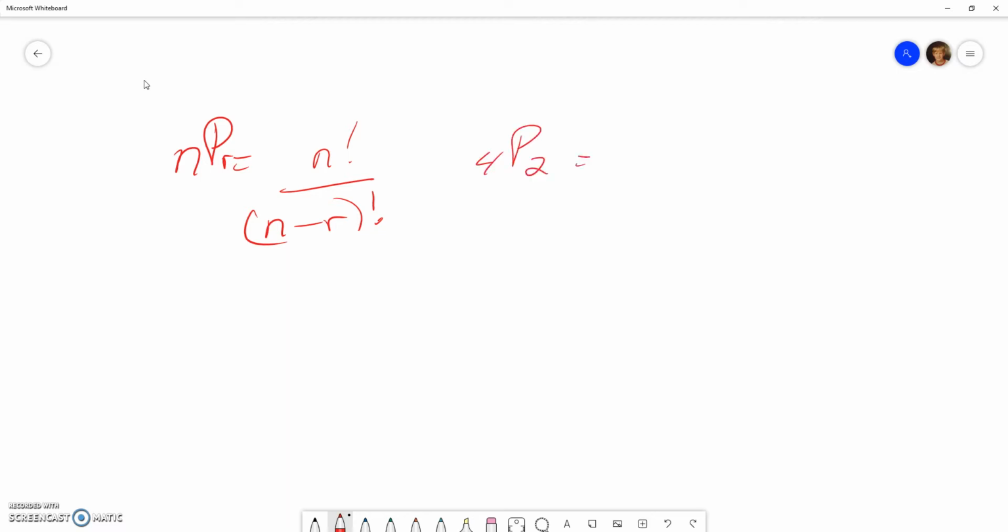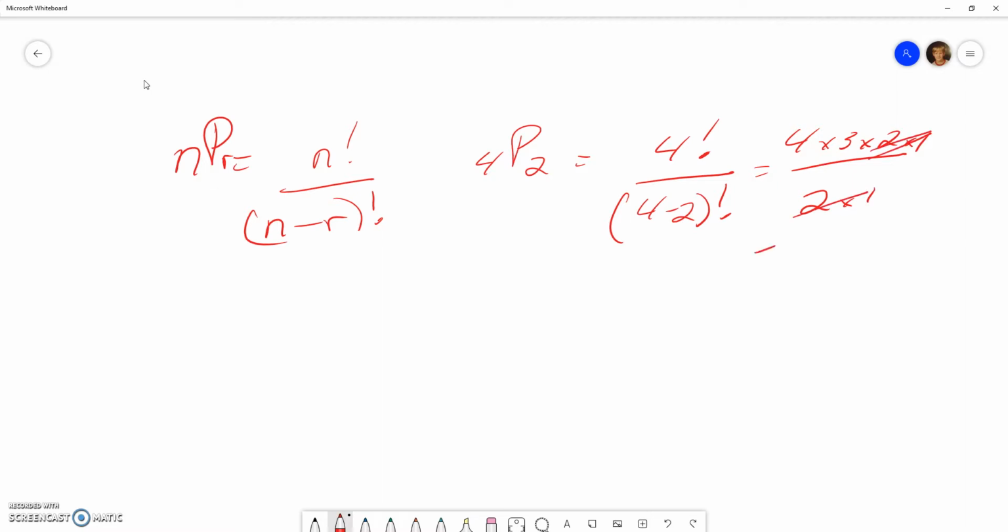4P2 would be 4 factorial. Remember, n is always the larger number. We're choosing a subset out of that big number, and then the difference of 4 minus 2 factorial. So 4 factorial, 4 times 3 times 2 times 1. 4 minus 2 is 2. 2 factorial is 2 times 1. And basically we can cross those out, including the 2, and we are left with 12 as our answer.